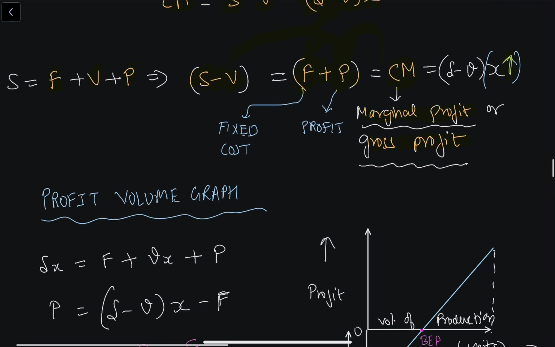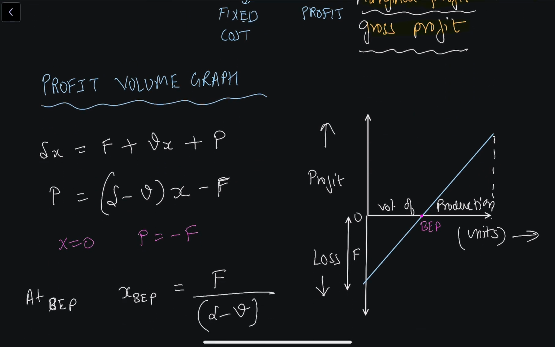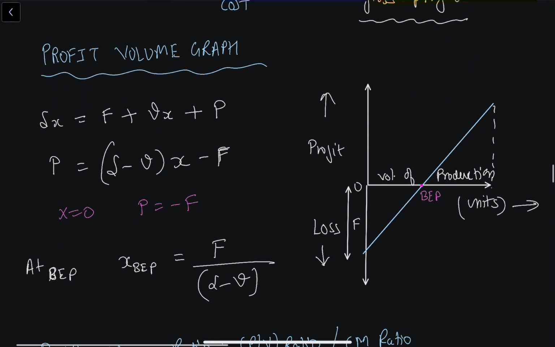Okay. Now if you go to the profit volume graph, suppose on the y-axis there is profit, and at the bottom we have loss, and on the x-axis we have the number of units, or volume of production. If I write S into X equal to F plus V into X plus profit, this is a generalized term: selling price equals fixed plus variable plus profit. If I break this down, profit is S minus V into X minus F.